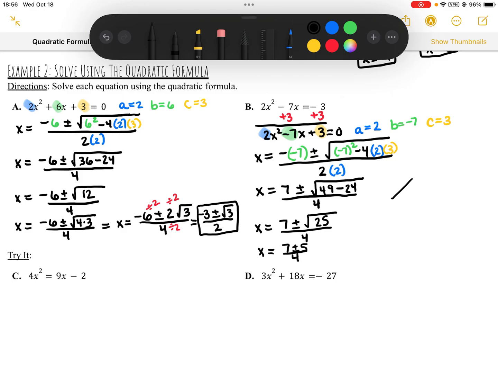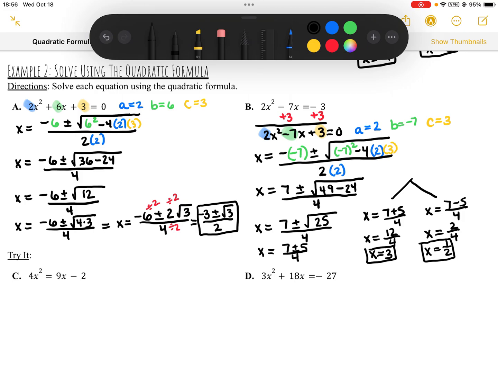So now I can continue simplifying further. I'm going to set up my two cases, one with addition and then the second case with subtraction. So first case, I'm going to add 7 plus 5, which is 12, and 12 over 4 simplifies to 3. So my first solution is 3. Second equation, 7 minus 5 is 2, and 2 over 4 simplifies to 1/2. So my solutions are 3 and 1/2.